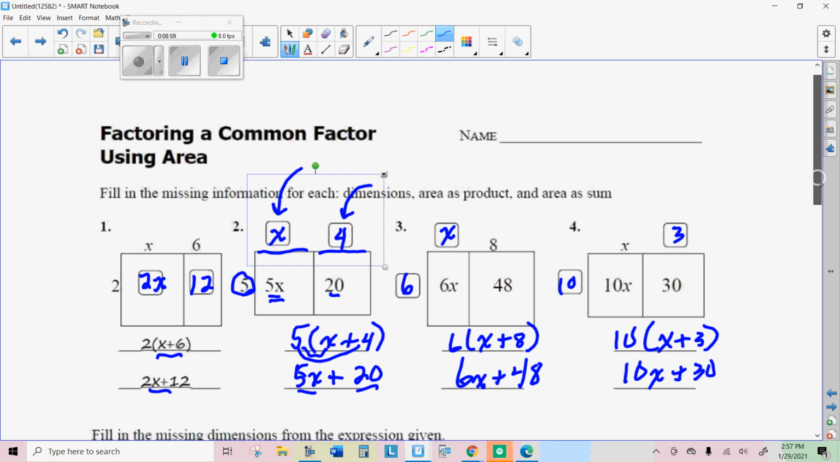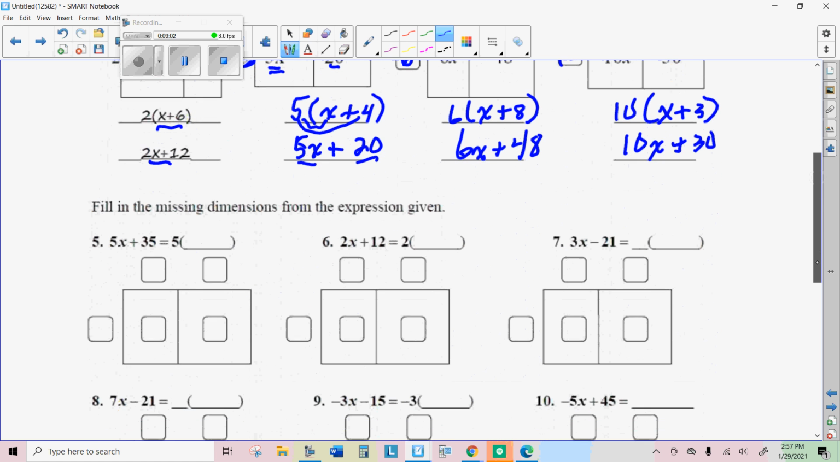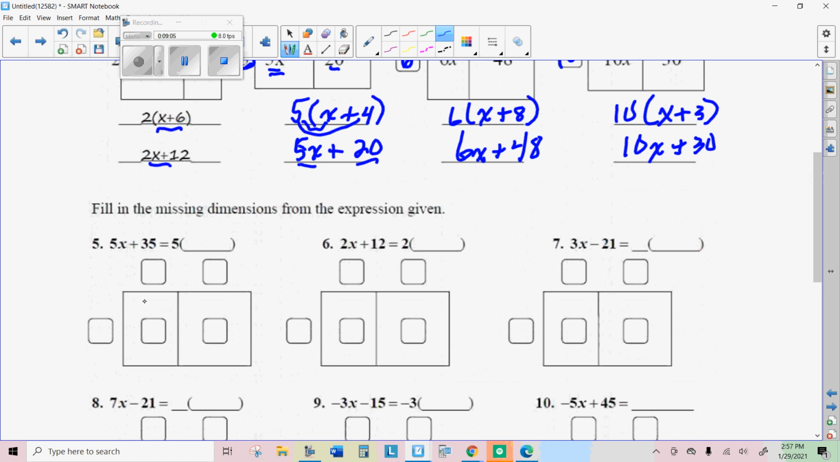All right, here's what I got for those. So to fill in these missing dimensions, you can use this diagram. So this would be the area when you're adding the two parts together. So the 5x and the 35 would go there. This 5 is this dimension out here, the width. So we need to find the length. So we're going to think 5 times what gives us 5x, and that would be x. And that goes right here. And then 5 times what equals 35, and that would be 7. And then this length here would be x plus 7. So that goes there.